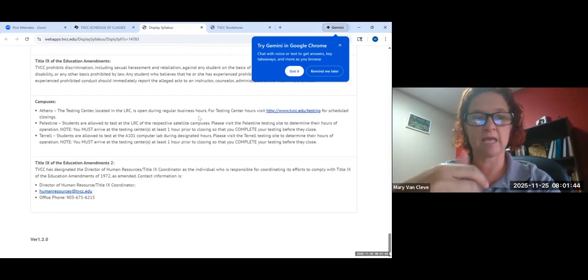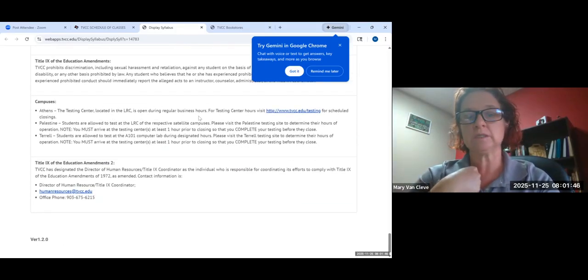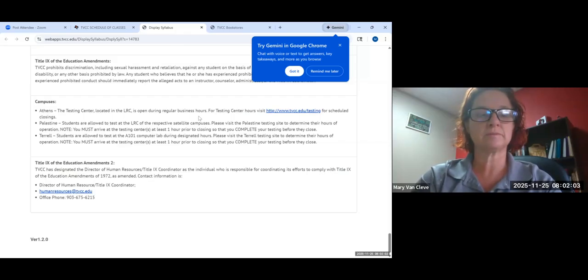Here's a list of your campuses: Athens, Palestine, and Terrell. Please do make sure that you are arriving at the testing centers at the scheduled times. And you do have to schedule with your testing center as to when you can go in. We'll talk about scheduling with the testing center as well when we get into the Getting Started module.